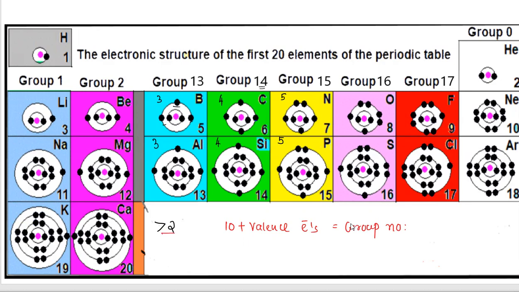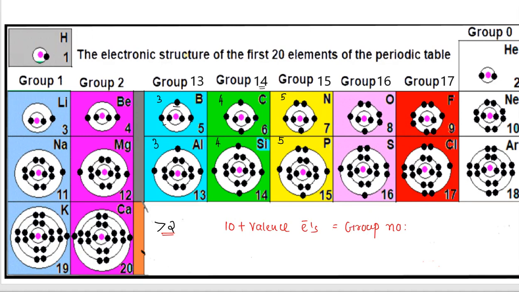If the number of electrons in the outermost shell is greater than 2, then group number is equal to 10 plus valence electrons. For group 1 and group 2, it is different. If the number of electrons in the outermost shell is 1, then it belongs to group 1. If it is 2, it belongs to group 2. That is, the number of electrons in the outermost shell is equal to the group number for 1 and 2. If greater than 2, then 10 plus valence electrons. I hope it is clear how to find the group number.